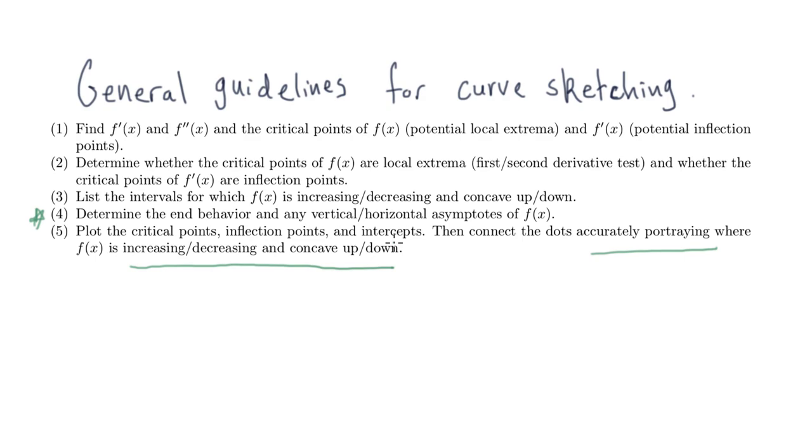And then the last part is the most important. You play connect the dots, but you connect the dots in a way so that if the function is increasing and concave down between those two dots, you make sure to draw the function increasing and concave down. And then you do your best to connect the dots in a way so that the function looks somewhat like a function.